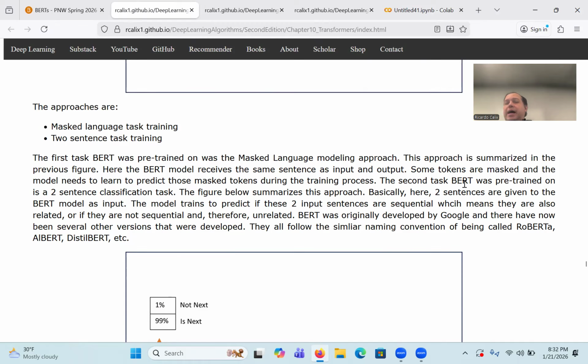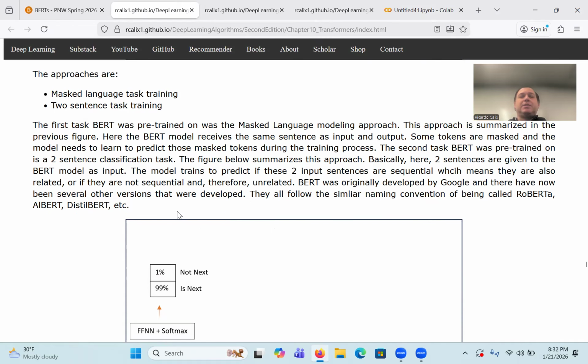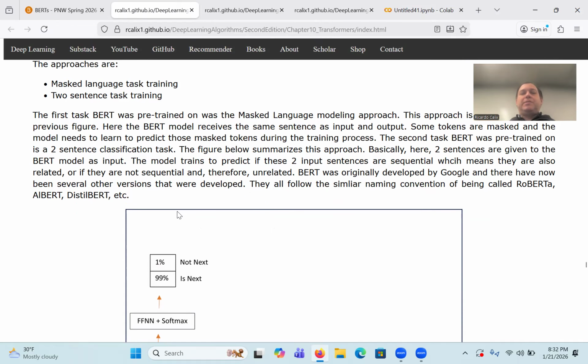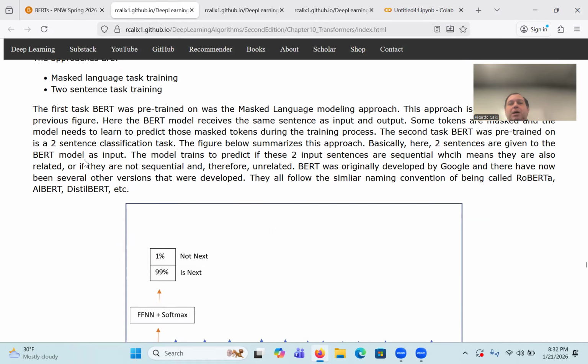The second task BERT was pre-trained on is a two-sentence classification task. The figure below summarizes this approach. Basically, two sentences are given to the BERT model as input. The model trains to predict if these two input sentences are sequential, which means they are also related, or if they are not sequential, therefore unrelated. But we can change that meaning, as I've mentioned, to good answer, bad answer. Lots of flexibility.